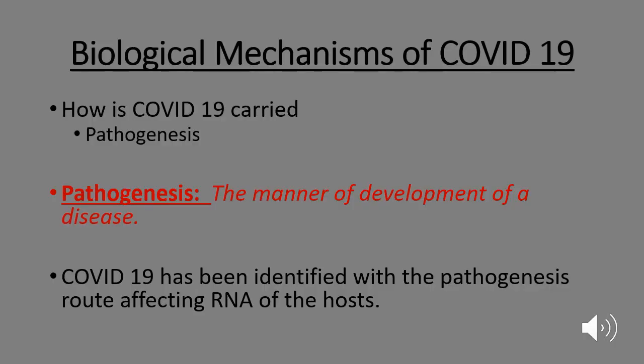So I wanted to take a minute and talk about the biological mechanisms of COVID-19. And I believe this is important because you're in biology right now, and it's important for you to have a scientific background of COVID-19 and how it's spread. So COVID-19 is carried by pathogens. The route we call it is pathogenesis, which is the manner of development of a disease. So when we talk about germs and viruses and bacteria, those are all pathogens, and how they're carried is the pathogenesis of it. So that is how it's transmitted, through pathogenesis.